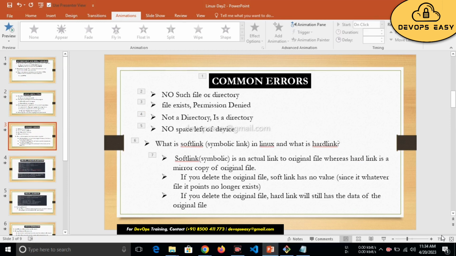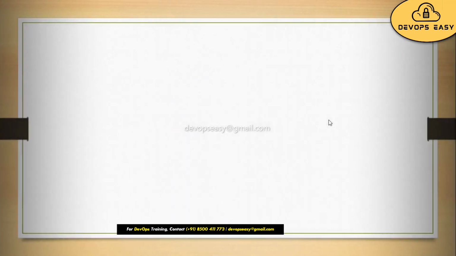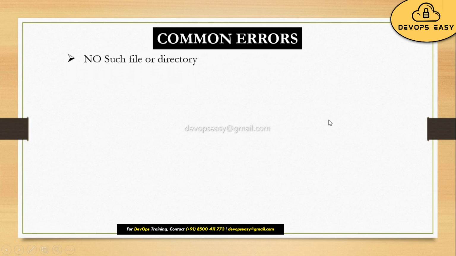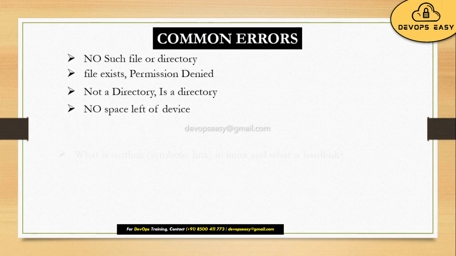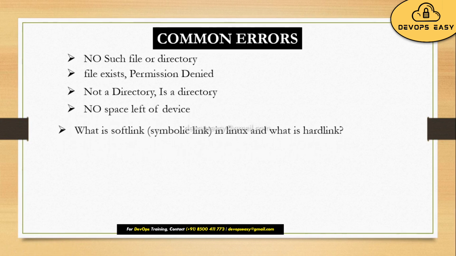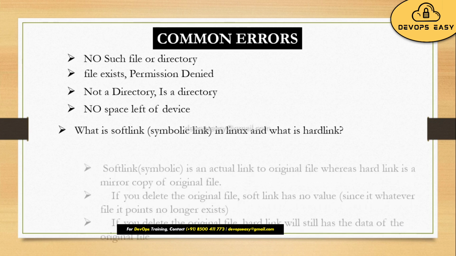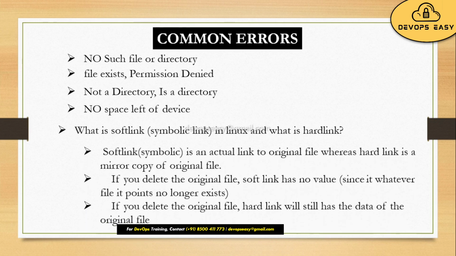So these are the common errors you get in Linux: no such file or directory, file exists, permission denied, not a directory. These are the common errors you can get while doing practice. Now we will discuss what is a soft link and hard link.